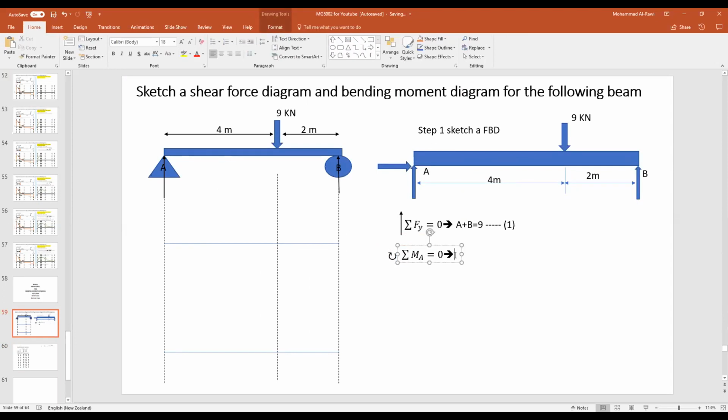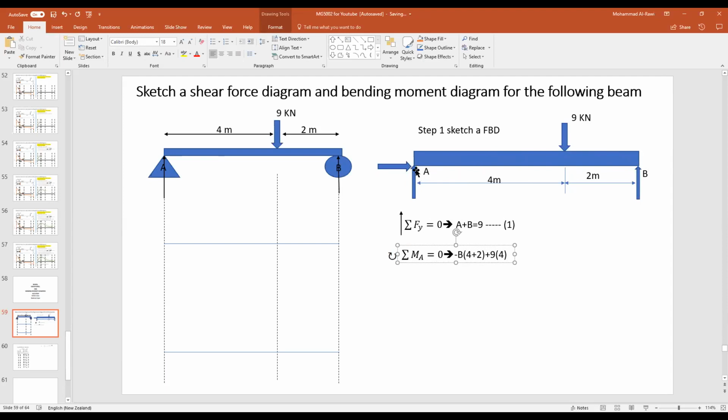So let's write this equation. What should it be? So B will be rotating in which direction? Will it be rotating clockwise or anti-clockwise? So that will be minus B value times the distance from here to that point, which is 6, 2 plus 4. So I'll write 4 plus 2, which is equal to 6. And then I have this 9 kilonewtons, the other force, which will be rotating clockwise. So plus 9 is the amount of the force times 4, which is the distance. So from this force to that point is about 4 meters.